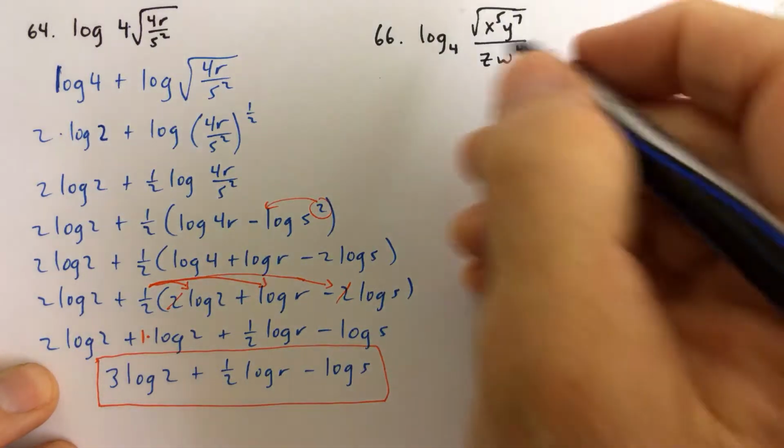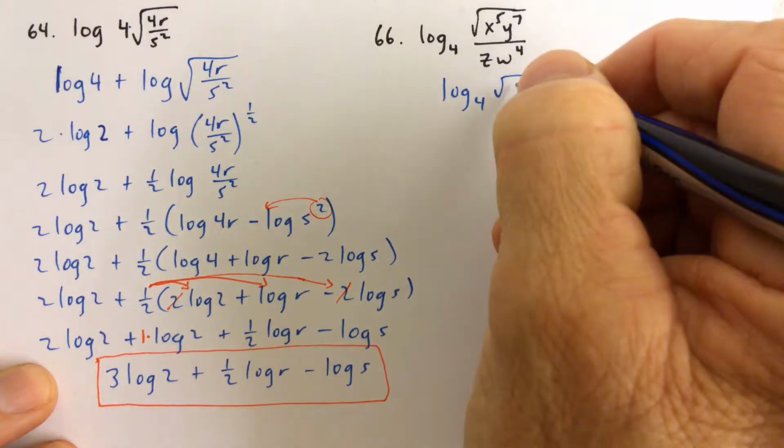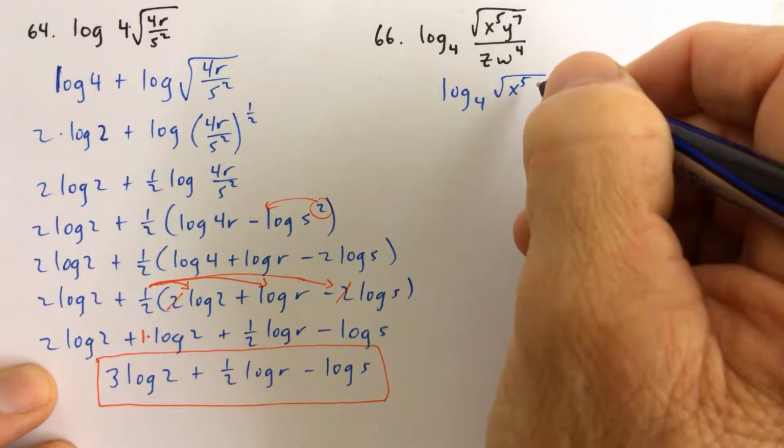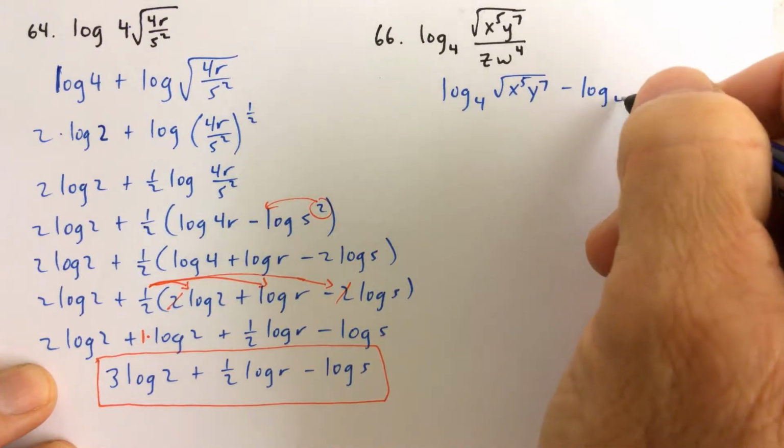Problem 66, we have the log of a quotient, so we're going to go ahead and rewrite that as the difference of the logs. Log of the numerator minus the log of the denominator. Base is 4.